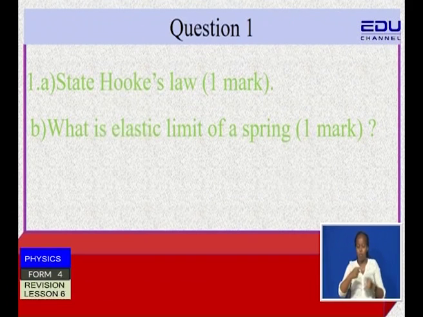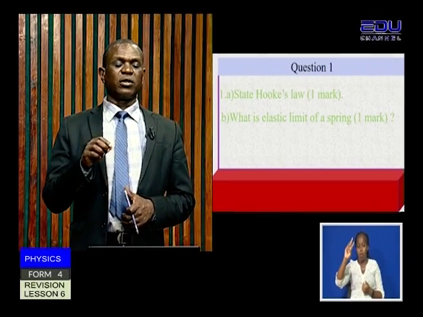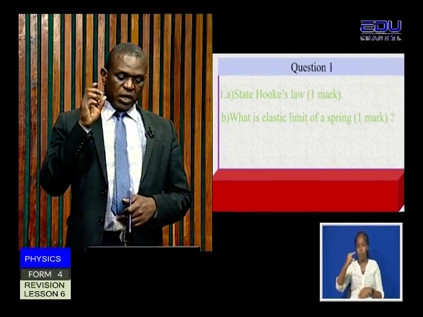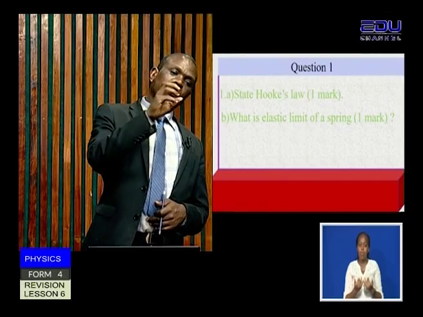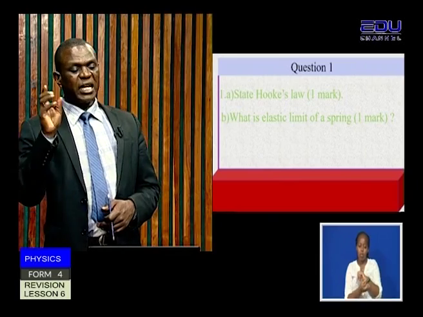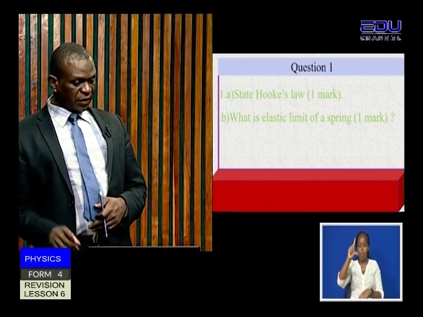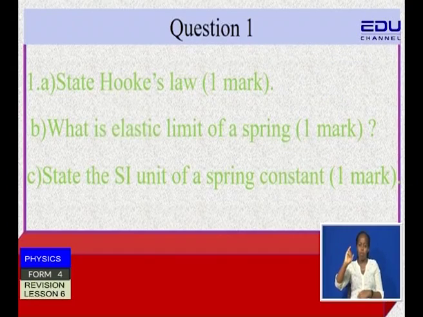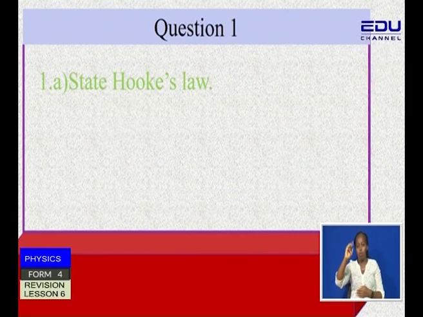So in this case, we are talking of some limit, and we are talking about a spring. And then you are told to state what, meaning a brief idea about the elastic limit of a spring. You are also asked to state the SI units of a spring constant. So let's see how to tackle question 1, part 1, or part A.